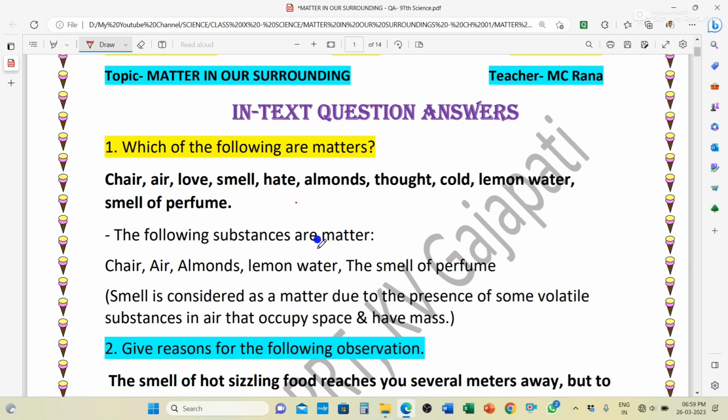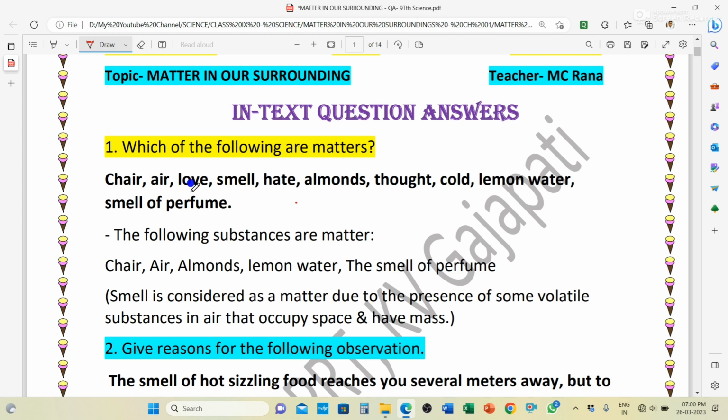So the following substances are matter: chair, air, almonds, lemon water, the smell of perfume. Here chair has mass and chair has volume also, right? Because chair occupies some space, so chair will be a matter. Air also has mass and air has volume also. If you fill it inside a balloon, you can see that air has a mass also and it also has a volume. So this is also a matter.